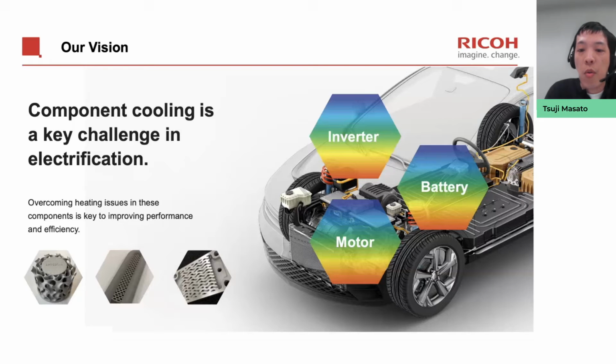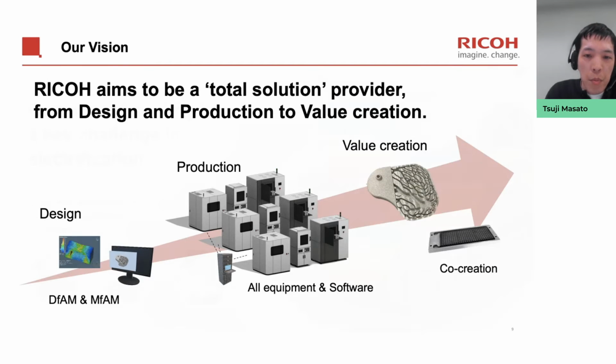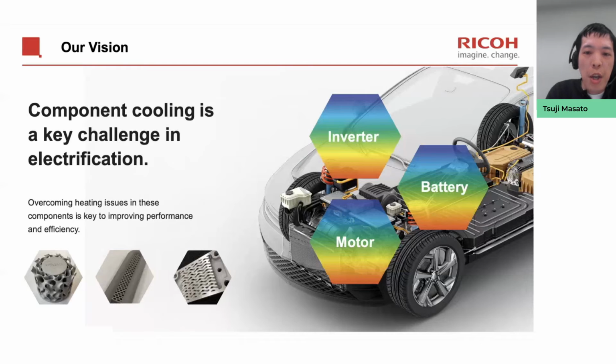To begin, I will explain our metal binder jetting vision. Here is our vision. We aim to contribute to the realization of a decarbonized society. So component cooling, such as inverter, motor, and battery, is a key challenge in electrification. And in general, overcoming heating issues in these components is key to improving performance and efficiency. We believe these challenges can be addressed with our innovative binder jetting technology of aluminum components.